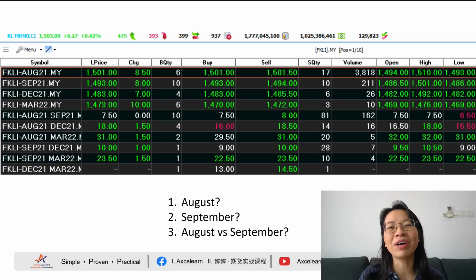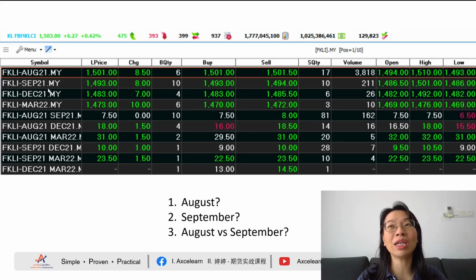So don't worry about this. In short, we encourage you to go with the highest volume. That will be the best. Mainly, the difference between August and September is that the buyer is different. The spread between buyer and seller price might be different. The volume might be lower, so sometimes it's not easy for you to get in and get out. So normally we suggest you trade the August month and only trade the next month later.